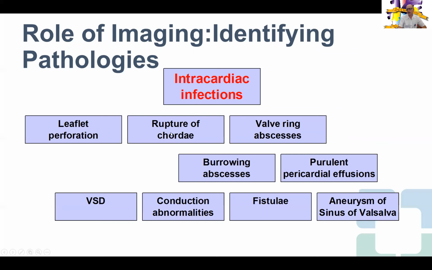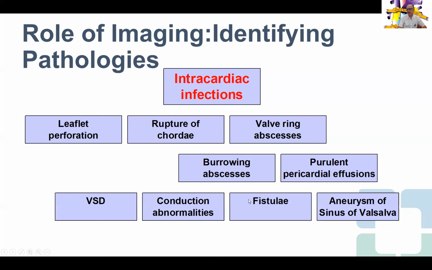Echocardiography, if done well, and if you're lucky to get all the images, can identify leaflet perforation, rupture of chordae, valve ring abscess in the case where you have a ring, or if you have a full valve replacement. If you have an abscess, specifically in the aortic root, that should be readily seen on echo. If you have effusions, of course, that's also seen on echocardiography. And finally, you can see mechanical complications such as a VSD, such as a fistulation, specifically from the left to right side.